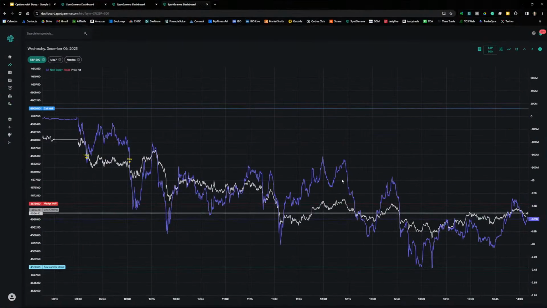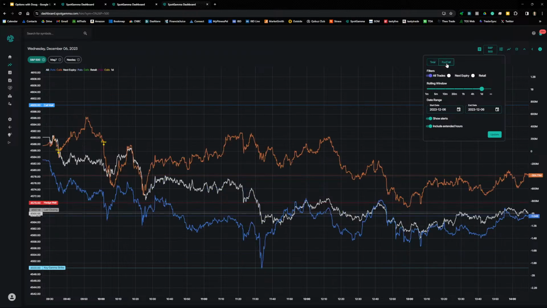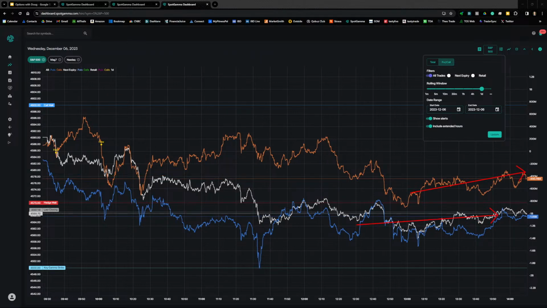Let's go back and take a look at hero again. Separate out puts and calls. So it now looks like traders may be starting to buy calls, and they have stopped buying puts. Maybe starting to sell puts. So right now it looks like the orange line and the blue line are moving in the same direction. So that is a pretty strong directional signal. So traders are starting to buy calls and sell puts.